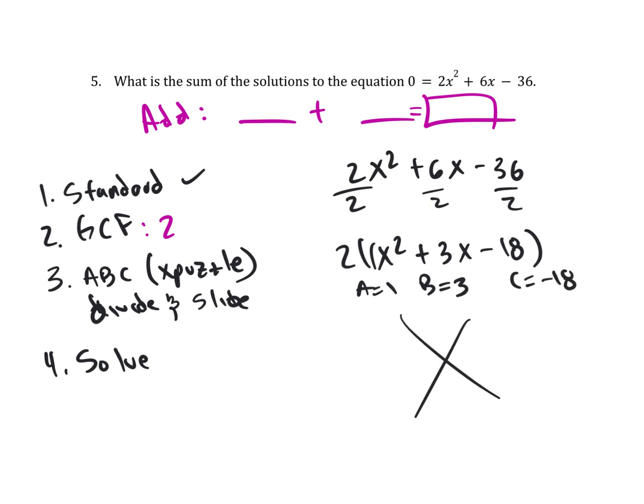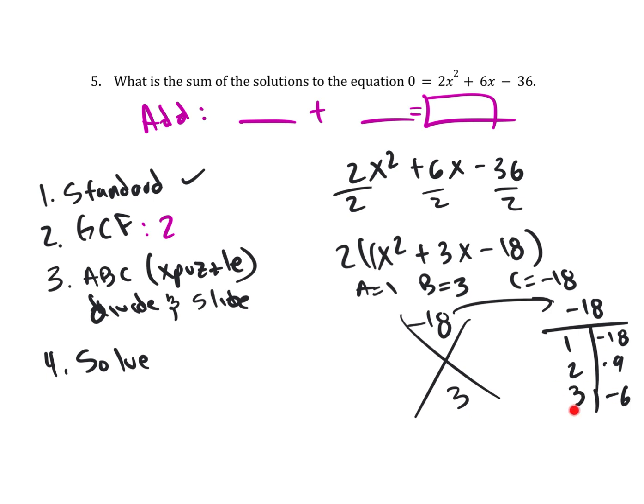I can do the X puzzle, negative 18 and 3. And then you can find the factors of negative 18. Again, you always work with the top and you do the table. That's 1 and negative 18, 2 and negative 9, 3 and negative 6. And I'm going to stop there because I think these work.